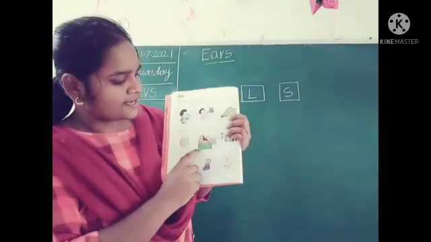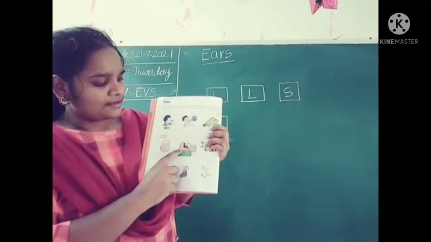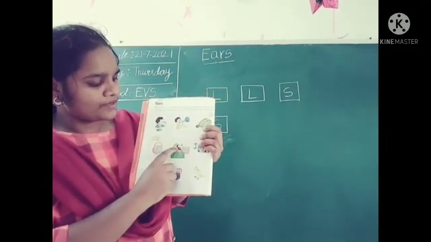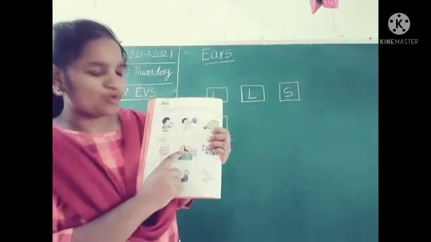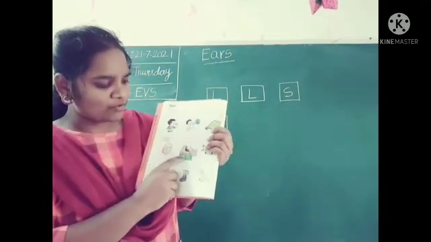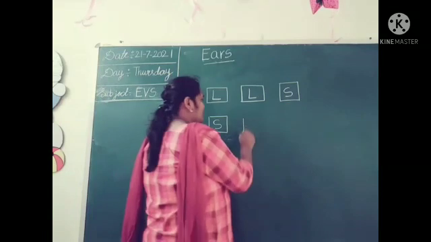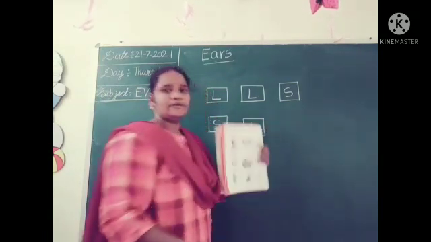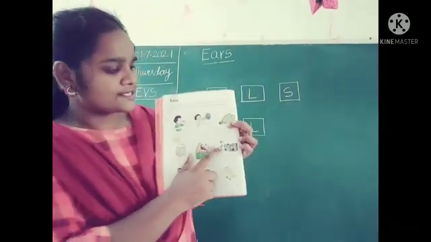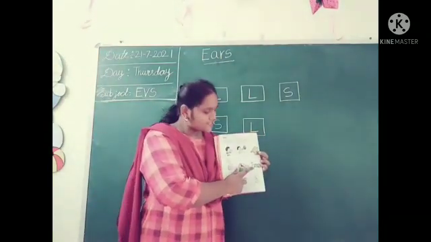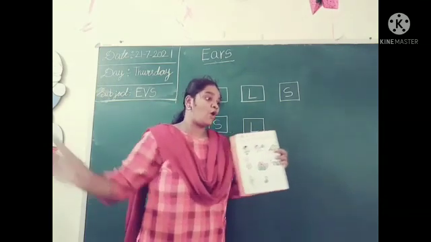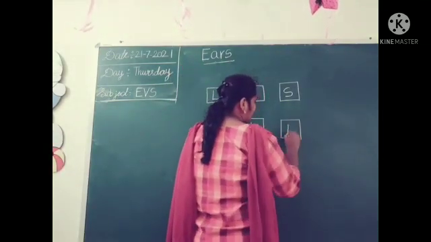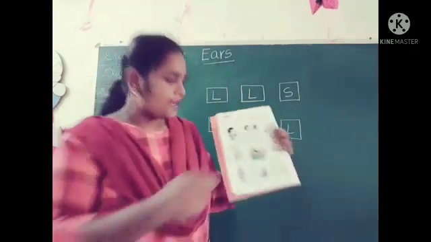Okay, and see the man is sleeping and he making a sound with his mouth. Yes, this is very loud sound. That's why we put this is a L sound. Okay, and see music system. What is this? Music system also a loud sound. Yes, we have to put L for the loud sound.